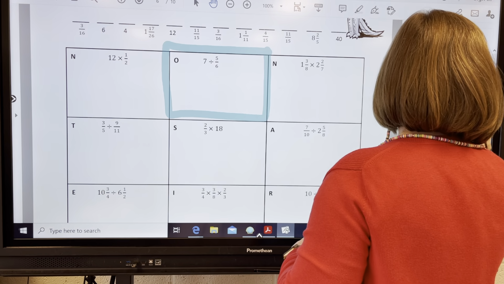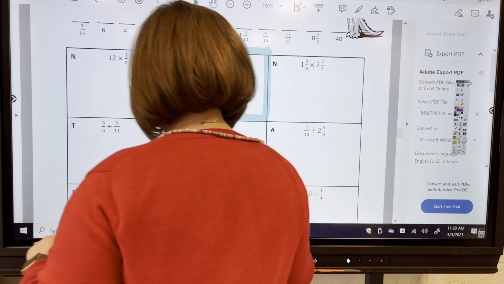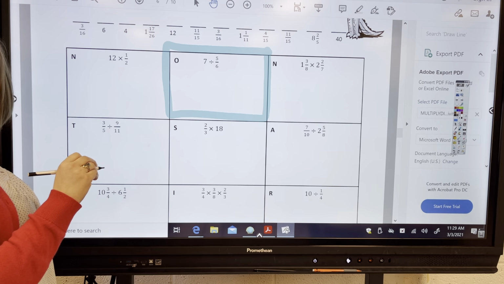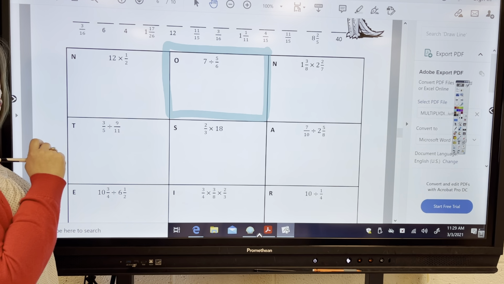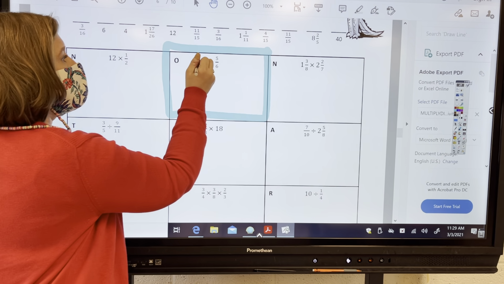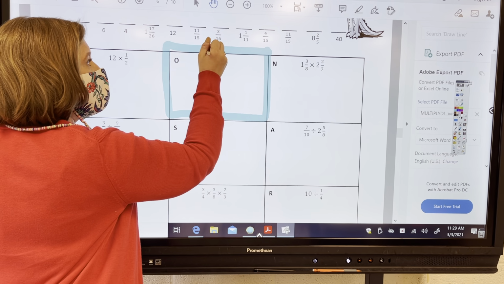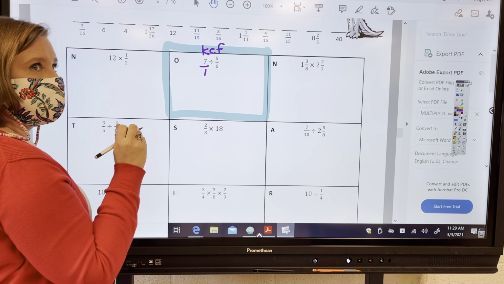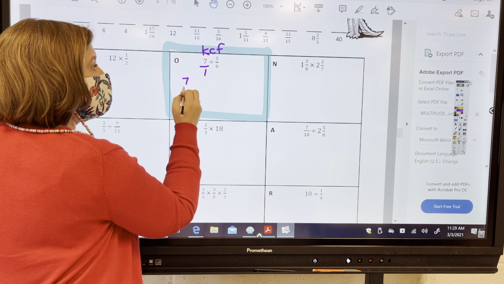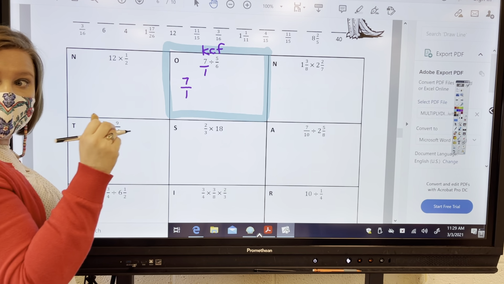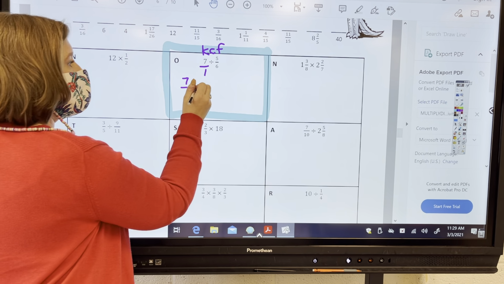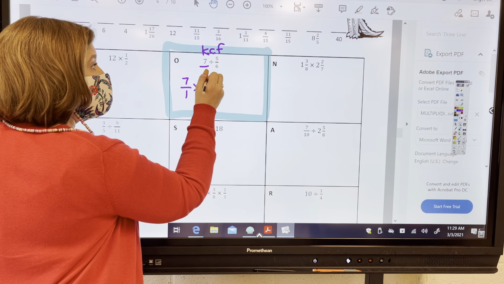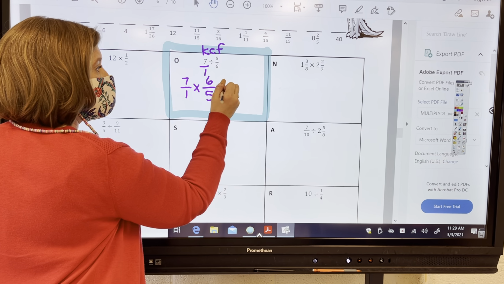All right, Josh, what's my first step? All right, what do I have to do to my 7? Put a 1 under it. Now I can what? Keep, change, flip. So I'm going to keep 7 over 1. Change division to multiplication, and flip 5/6 to 6/5.